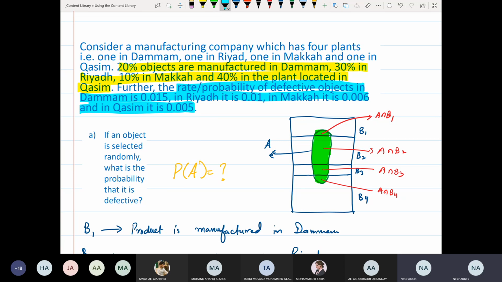So we are discussing this blue part where it is written the rate or the probability of defective objects within the MOM. This probability is given as 0.015, and we were debating: is this 0.015 the probability of A intersection B1, which is having an item from the MOM and defective, or is it the probability of having a defective item given it is from the MOM? This is what we were debating, what this 0.015 is.